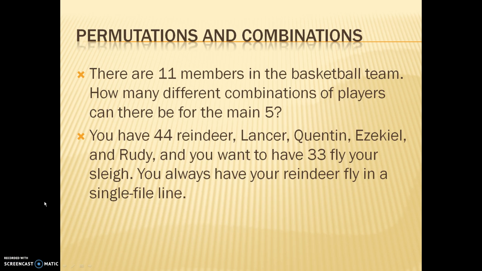Now moving on to our last topic, it's permutations and combinations. The first question is of combinations. So there are 11 members on a basketball team. How many different combinations of players can there be for the main 5? Now the main 5 are the first 5 players that start the game out and take the jump ball.